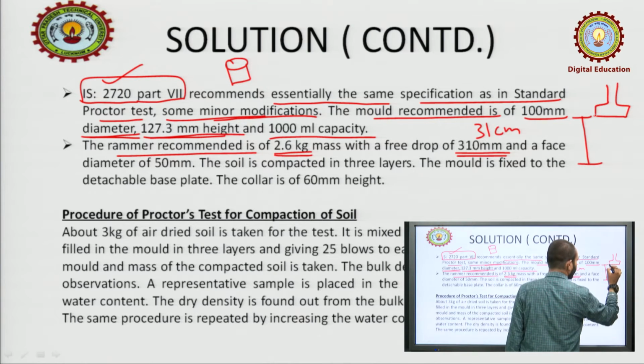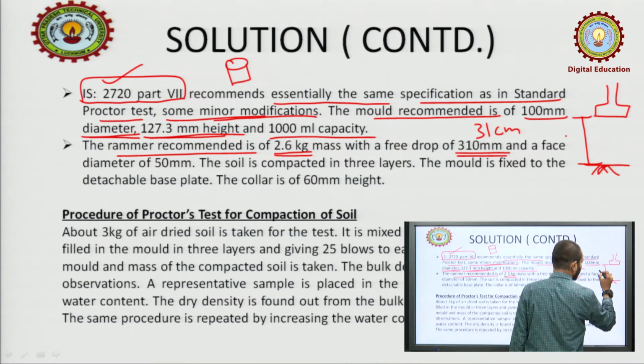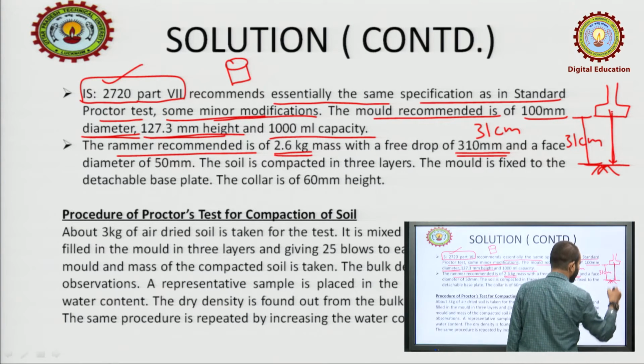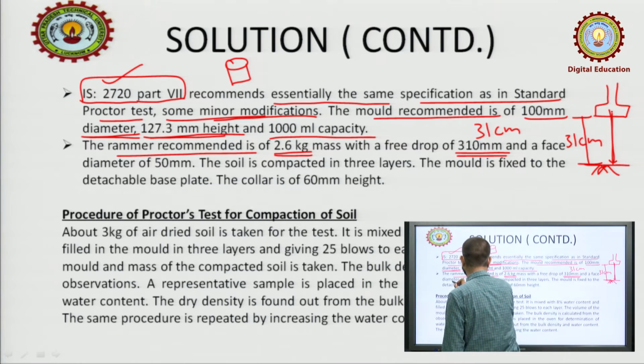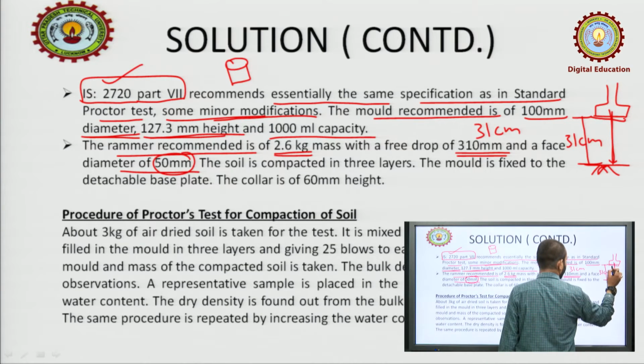This is the rammer and this is the ground, then it has to go 31 centimeter above the ground, then it has to fall, again it has to go 31 centimeter, then it has to fall. And it has a 50 mm diameter. This is 50 mm.